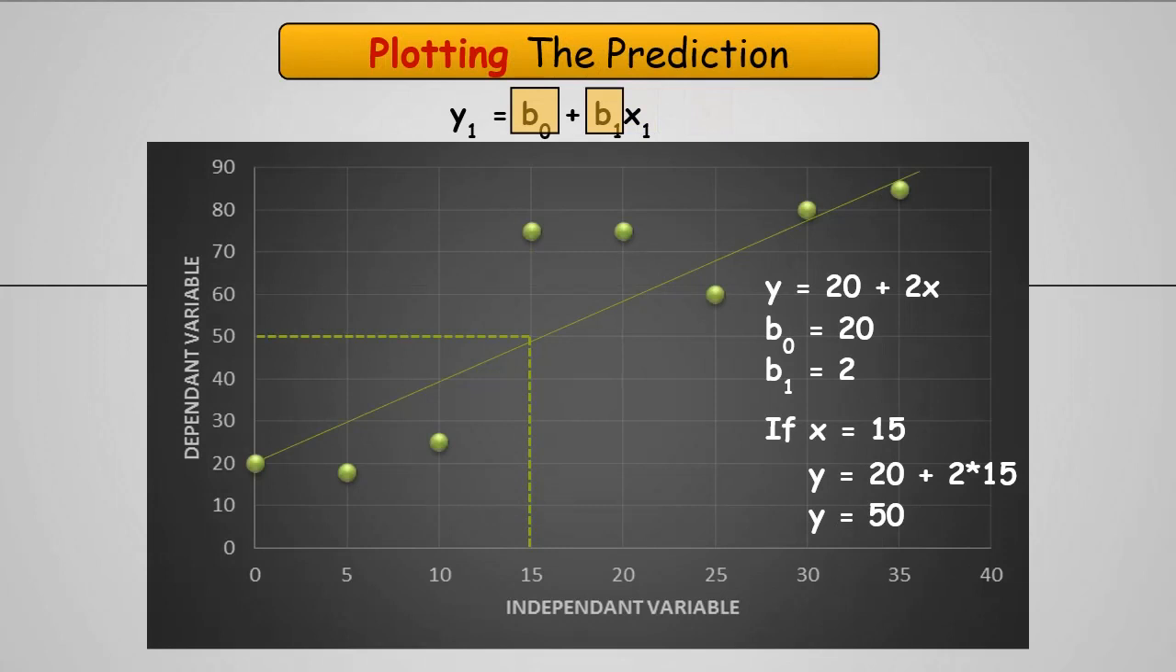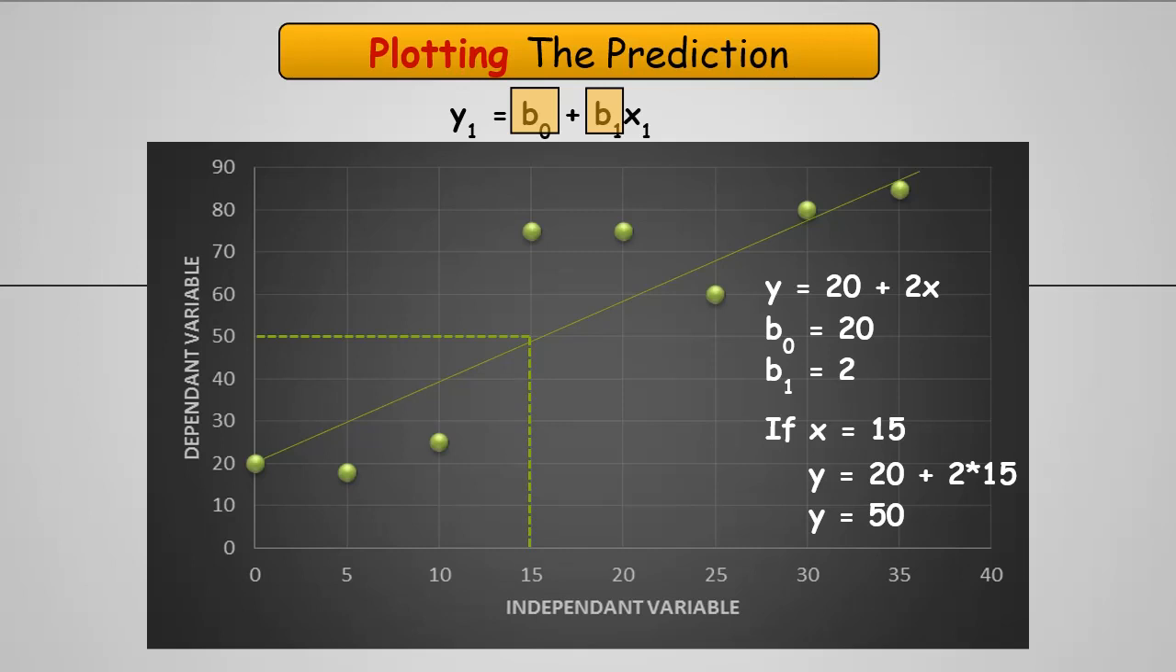So using the formula that we've now got, let's plot a prediction. So we can see that b0 is equal to 20, and b1 is equal to 2. So if x is equal to 15, then y is equal to 20 plus 2 times 15, the slope of the line. So y would be equal to 50 in our prediction.